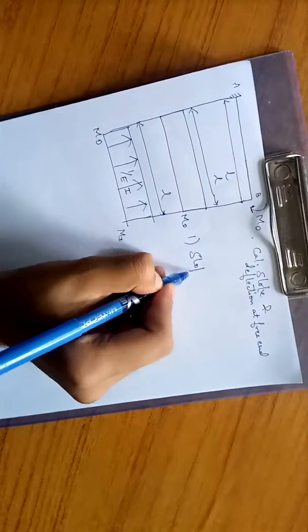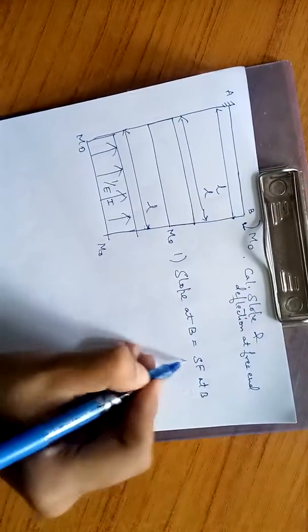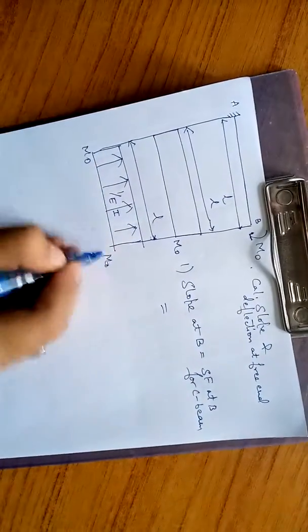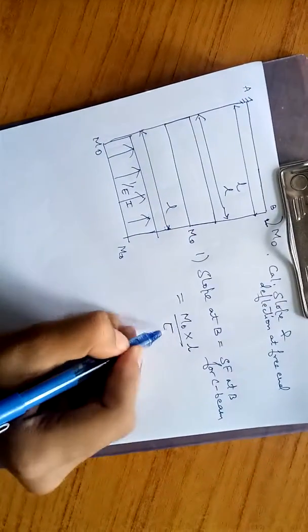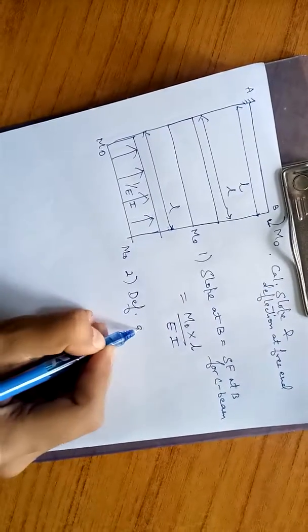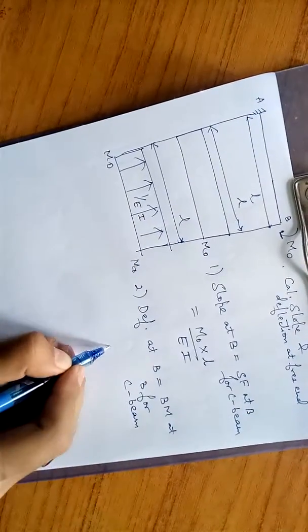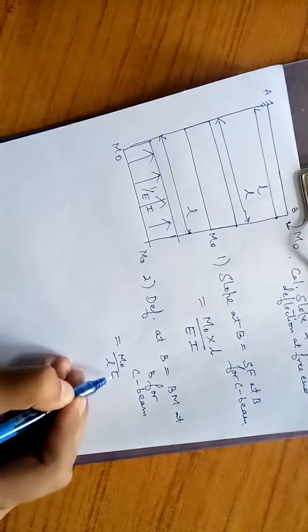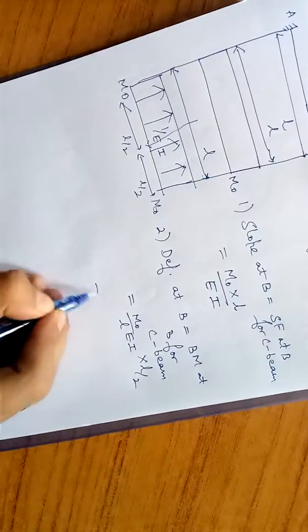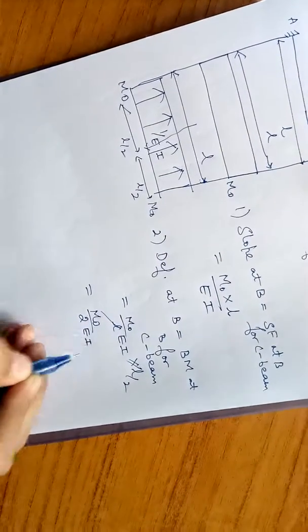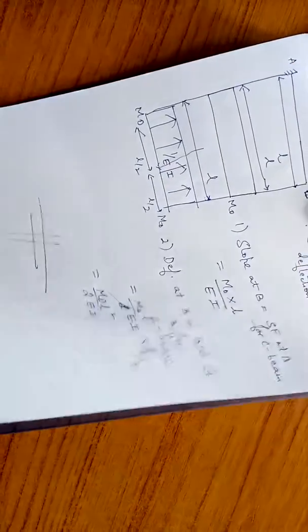Now first of all, slope at B is equal to shear force at B for the conjugate beam, which is equal to the area of the rectangle, M naught into L, into thickness 1 by EI. Second, deflection at B is the bending moment at B for the conjugate beam, which is equal to M naught L upon EI acting at L by 2, so it is M naught L square upon 2EI. So this is the concept of the conjugate beam in case of cantilever.